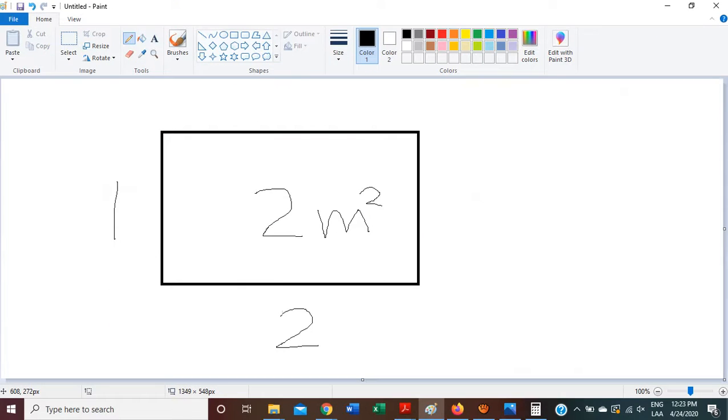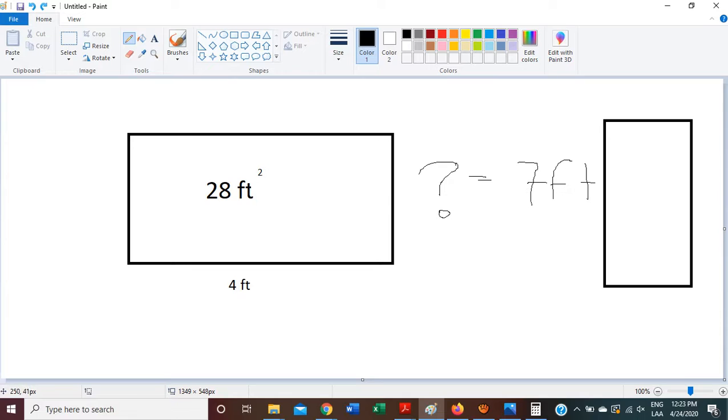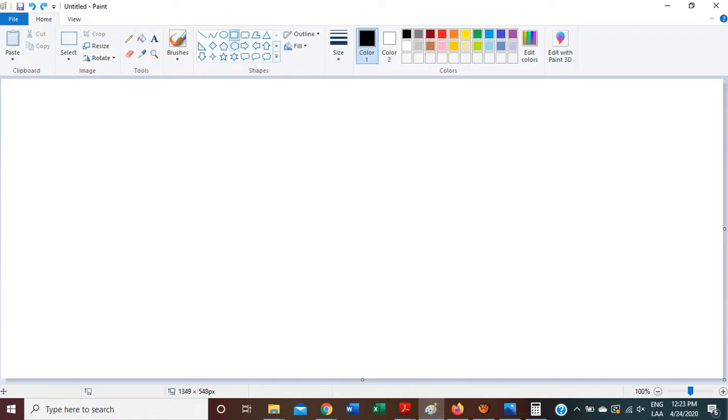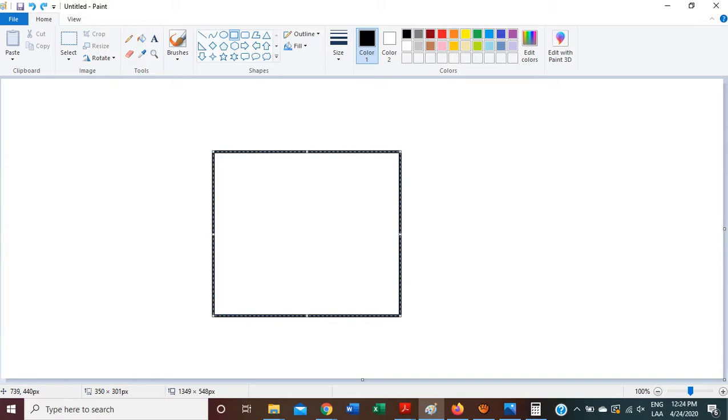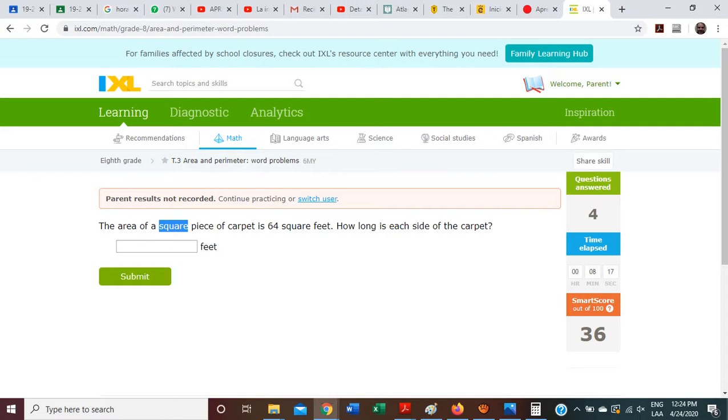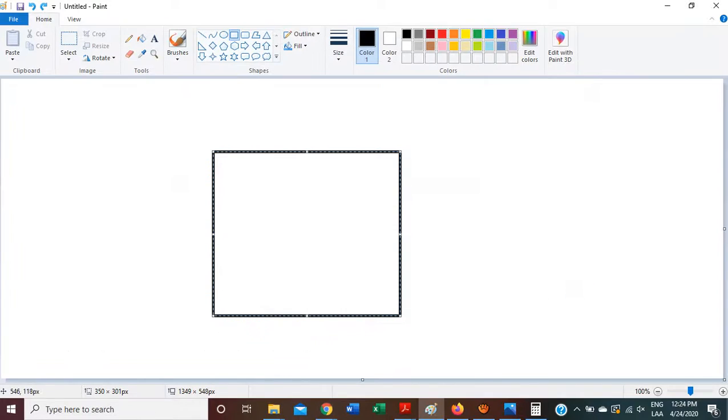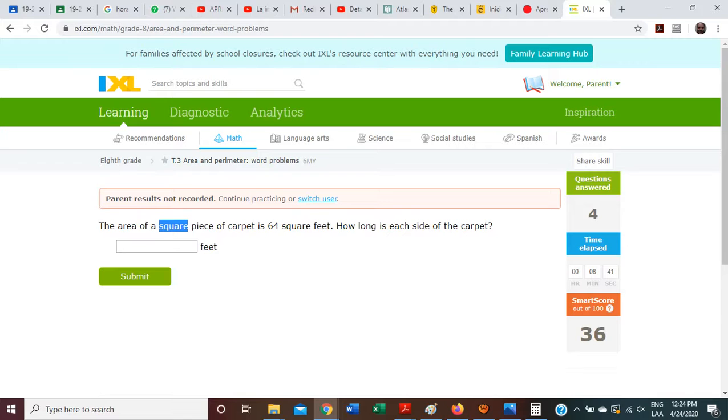Imagine this is a perfect square. It's not, but imagine it. So the area is 64. Area, not perimeter, area, which is inside. Remember, area is what is inside, and perimeter is what is surrounding. How long is each side of the carpet?